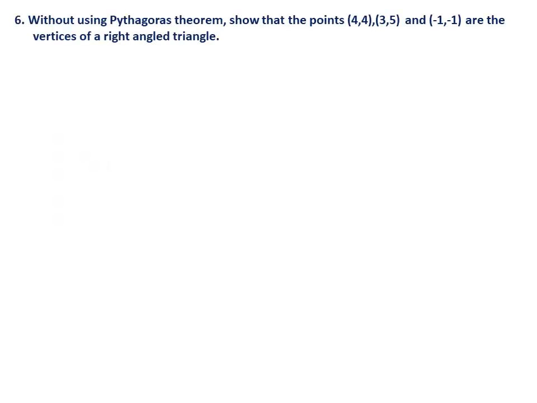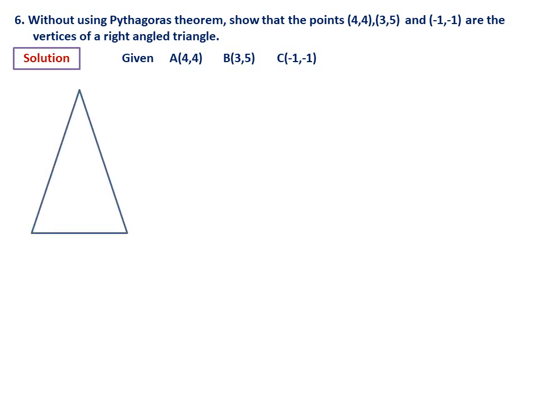Then sixth one, without using Pythagoras theorem, show that the points (4, 4), (3, 5) and (minus 1, minus 1) are the vertices of a right angle triangle. So given, let us take the first point A as (4, 4), second B (3, 5) and the third point C as (minus 1, minus 1). Now, just for the sake of understanding the question, it is not an exact diagram, it is a rough diagram as I told you. A is (4, 4), B is (3, 5), C is (minus 1, minus 1). But in the actual diagram one of the angles must be 90 degrees, but we don't know which one is 90, therefore I have not shown. So this is just to understand.